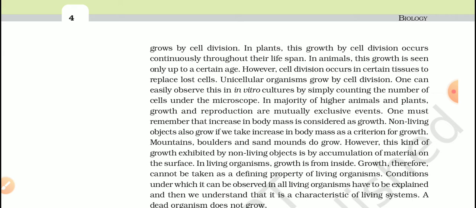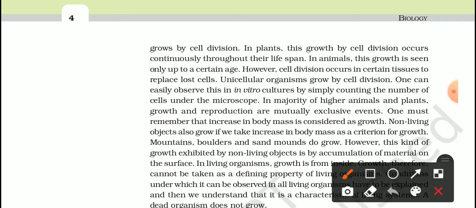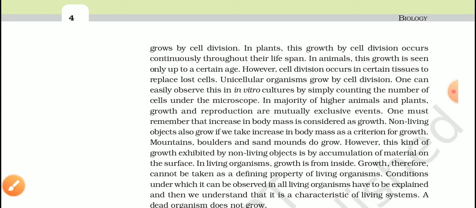Unicellular organisms grow by cell division. We know about bacteria, unicellular organisms that reproduce and grow by cell division. So how does it divide? It divides by cell division into two daughter cells, and those two daughter cells again give rise to four. In this way, by cell division, they grow. One can easily observe this in in vitro cultures by simply counting the number of cells under the microscope.